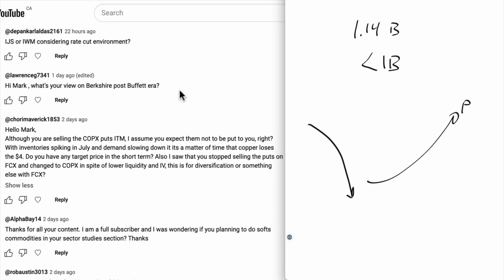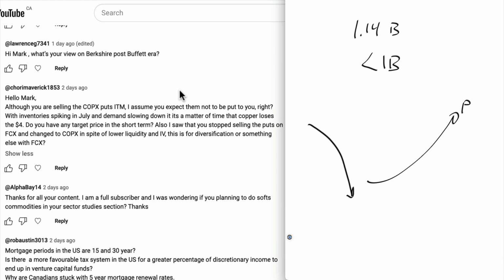What's your view on Berkshire post Buffett? It would be like saying, well, what's your view on Apple post Jobs? It's hard to predict. At that time you would have thought, well, Jobs was pretty much the innovation engine in terms of his brain and his creativity and what he could conceive of. Without him, where is the idea going to come from? And they've kept coming. So it could probably still continue on. Only results will tell. Although you are selling the COPX puts in the money, I assume you expect them not to be put to you.